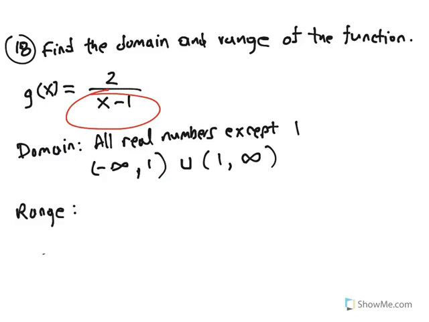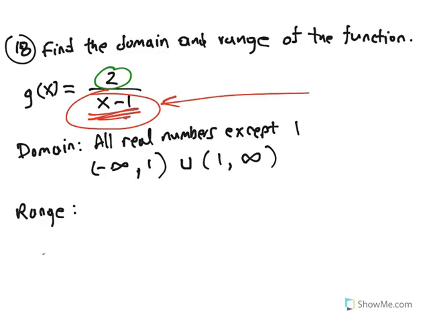When we think about the range, we're thinking about the set of possible output values or y values from this function. You will notice that if x is greater than positive 1, then x minus 1 will be a positive number. For example, if x is 2, 2 minus 1 would be positive 1. If x is 11, 11 minus 1 would be 10. On the other hand, if x is less than 1, x minus 1 would be a negative number. The numerator is always 2, so if you divide the numerator by a positive number, you will get a positive number. If you divide the positive numerator by a negative denominator, you'll get a negative output value.